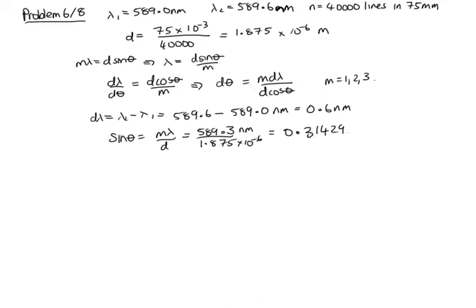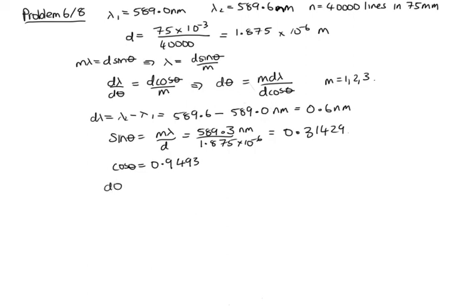But what we needed up here was cos theta. So once we've got sine theta, you can either work out what theta was and then plug it into cos to get it, or you can remember that sine squared theta plus cos squared theta equals 1. Either way, solving for cos theta, we end up with 0.9493.